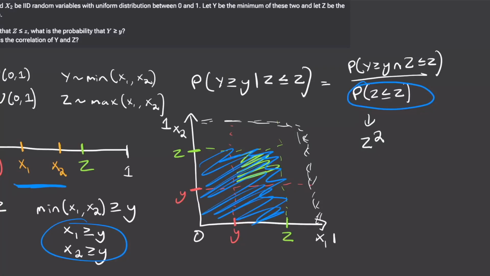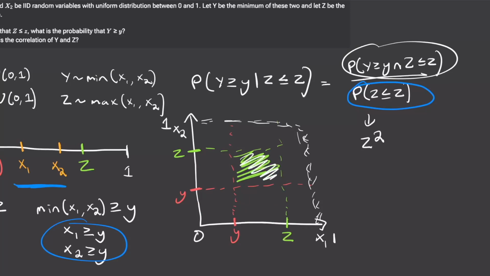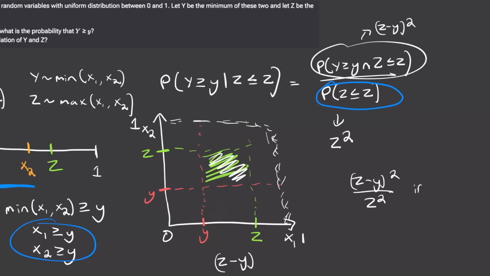That's just because obviously we're multiplying a square with side length z. And then the probability of the intersection, this one up here, is just going to be the area of this region. So that is just going to be a square with side length z minus y. So the area of that region is just going to be (z minus y) squared. So our final conditional probability right here is just going to be (z minus y) squared divided by z squared. This is also obviously under the assumption that y was less than or equal to z.